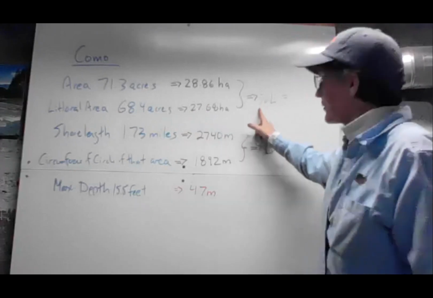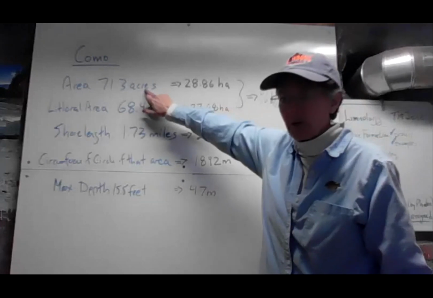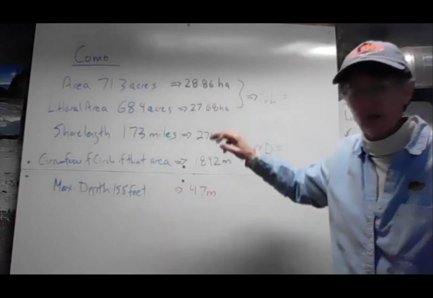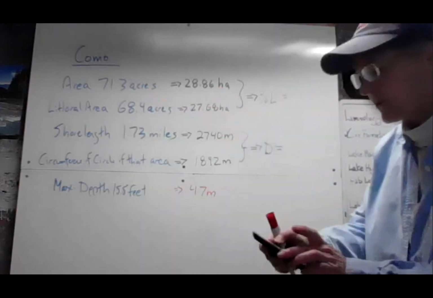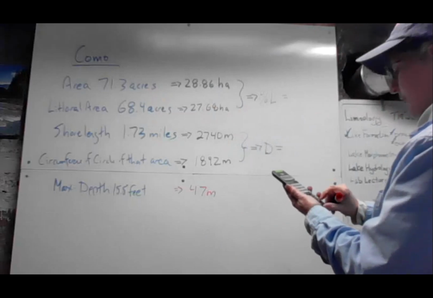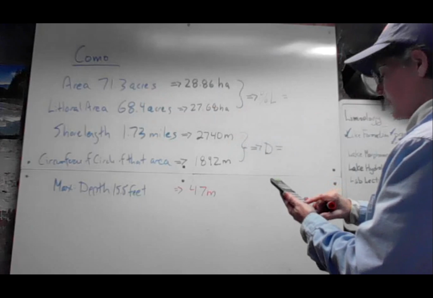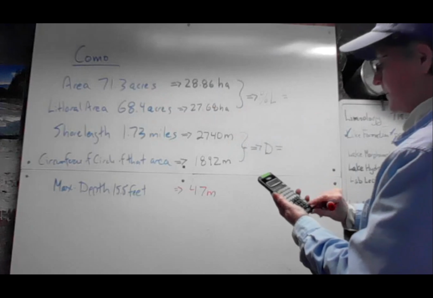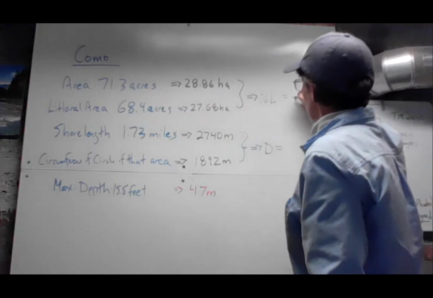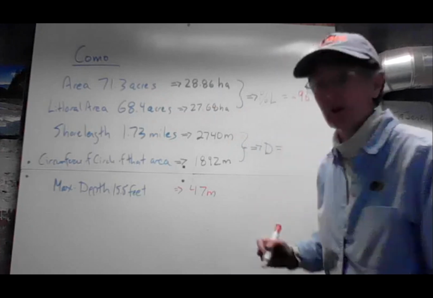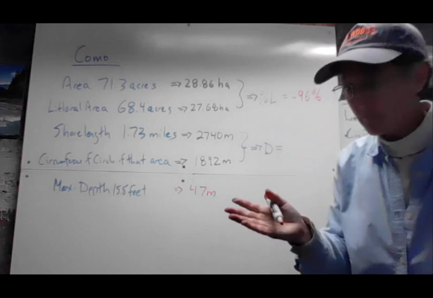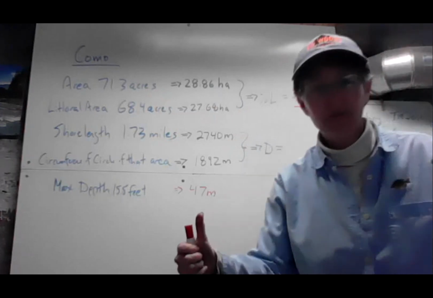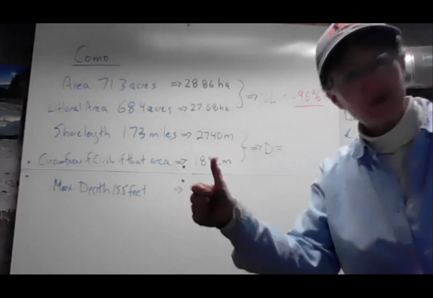To get the percent littoral, you're just going to take the littoral divided by the total. Actually, it doesn't matter whether you use acres by acres or hectares by hectares. You should come up with the same thing, which was pretty big, wasn't it? Like 96% or something. What, 68.4 divided by 71.3? So this lake is like 96% littoral zone. Is that what you got? Is that a yes? Give me a yes. Good, because if you got it, that's good.